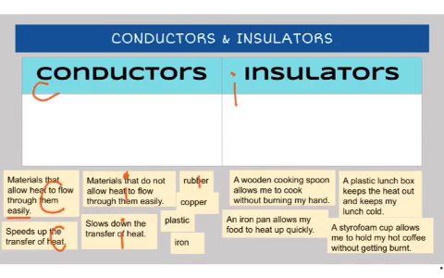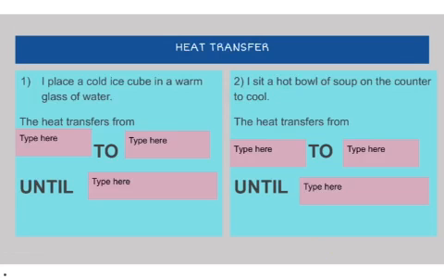Rubber is an insulator. Copper is a conductor. It's a type of metal. Plastic would be a good insulator, and iron would be a type of metal, so that's a conductor. A wooden cooking spoon allows me to cook without burning my hand. It insulates the heat and doesn't allow it to flow through the wood quickly, so it doesn't burn my hand. An iron pan allows my food to heat up quickly. That's a conductor because it's heating up fast. Okay, we're going to leave the other two for your quizzes questions.